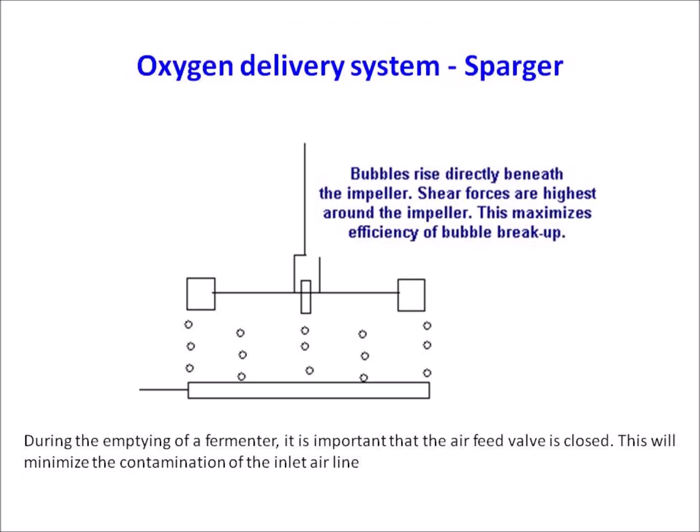Oxygen delivery system, that is sparger. During the emptying of a fermenter, it is important that the air feed valve is closed. This will minimize the contamination of the inlet air line. Bubbles arise directly beneath the impeller. Shear forces are highest around the impeller. This maximizes efficiency of bubble breakup.